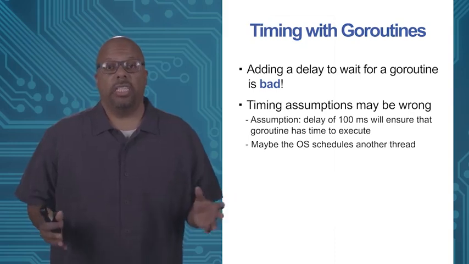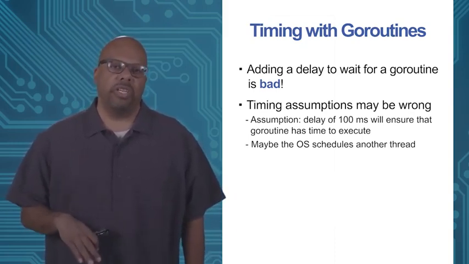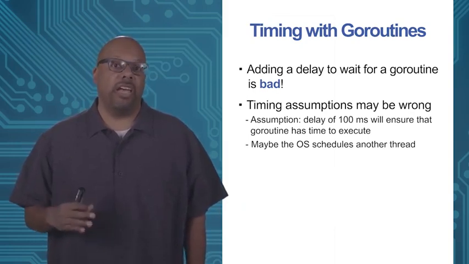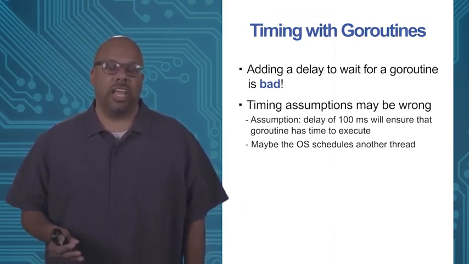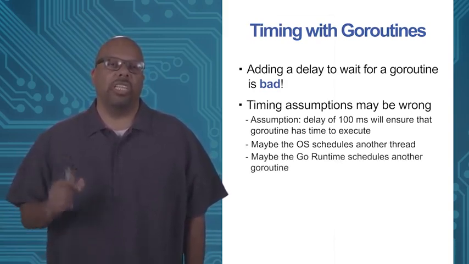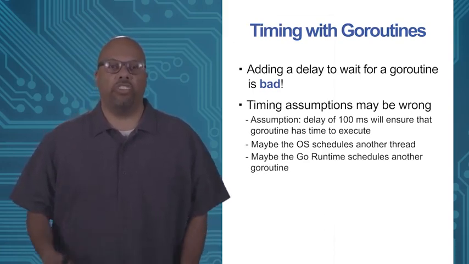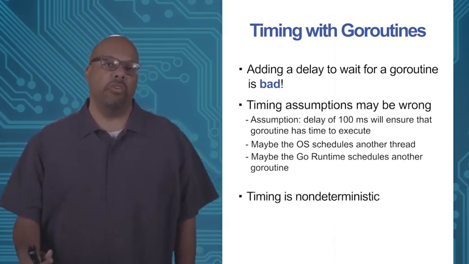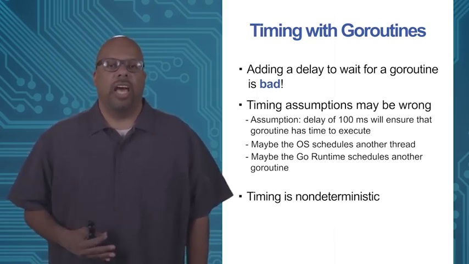Now, it doesn't, and there are reasons why it doesn't, but I'm making certain assumptions about how the operating system scheduler works and how the Go runtime scheduler works. These assumptions are not safe to make, because they can change in different versions of the operating system. So relying on timing like this is not safe. The timing is non-deterministic, meaning every time you run the program the timing might be different, and you have to assume that.